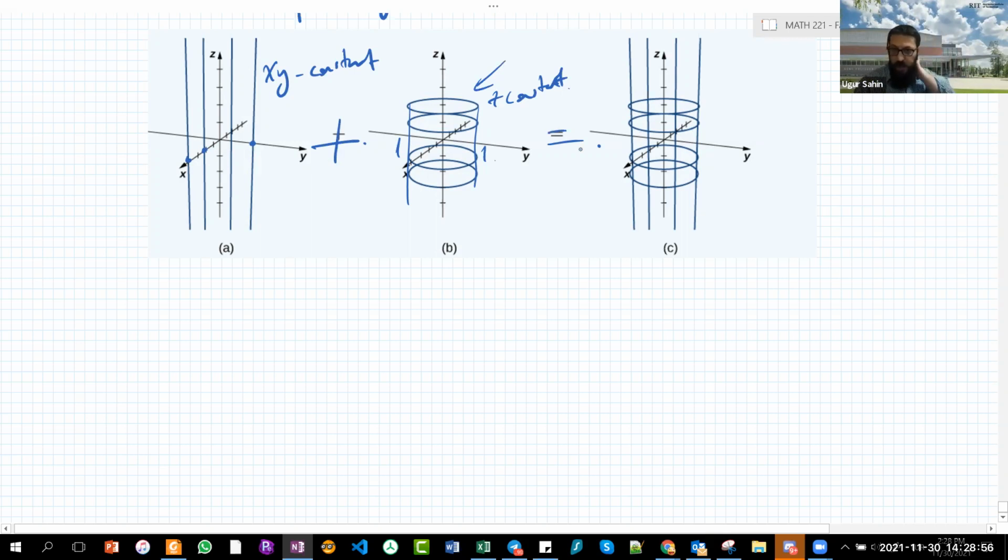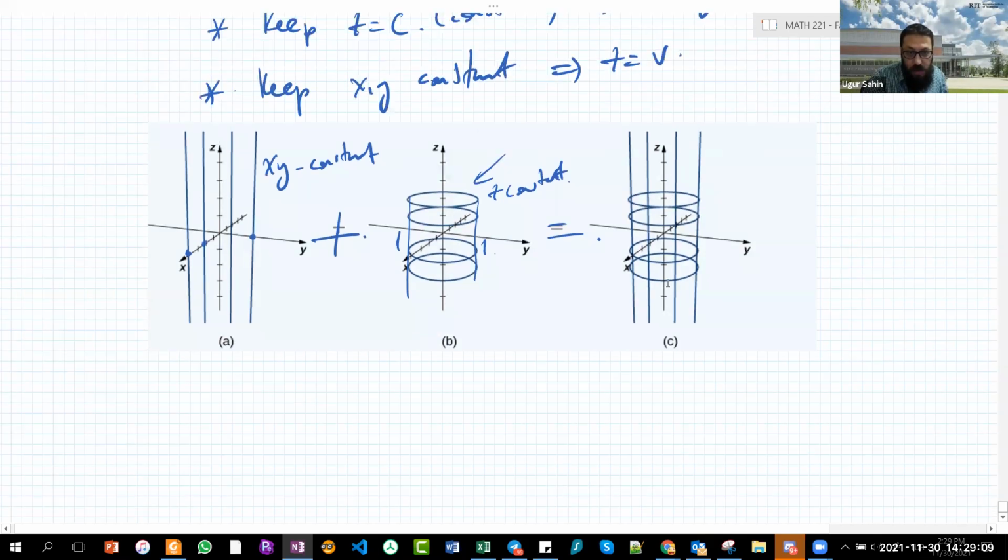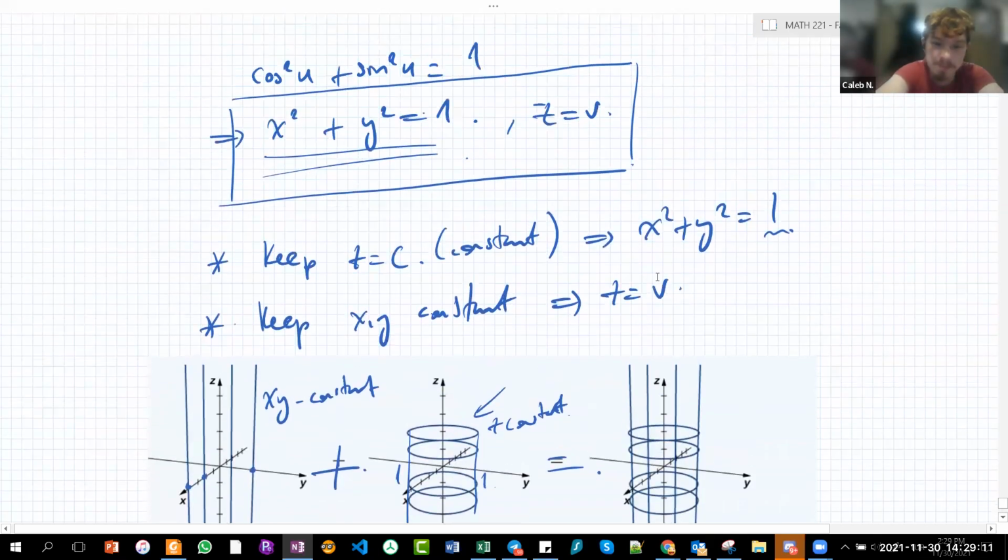As you see, this is what? A cylinder. This is a cylinder. Does that make sense? Do you have any question? Any question, guys?